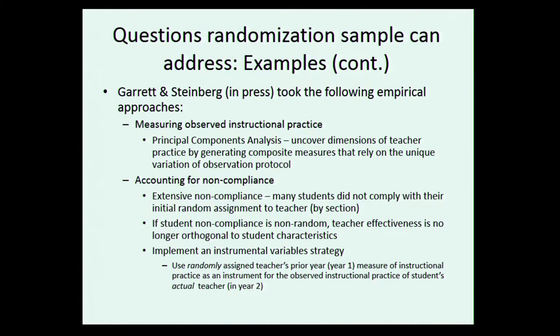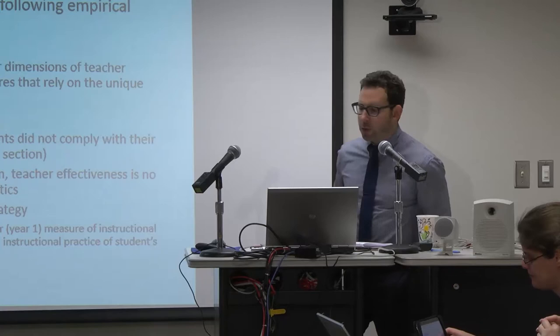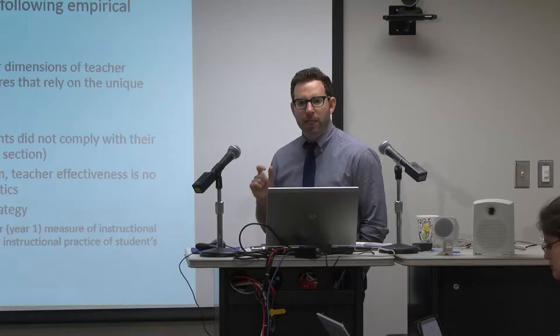But in addition to measuring teacher performance, we also had to account for non-compliance. There was extensive non-compliance, and we'll talk in more detail in a few minutes. Many students didn't comply with their initial random assignment to the teachers, by section. And we know that if student non-compliance is non-random, so students are systematically being moved or initiating a move away from their randomly assigned teacher, then teacher effectiveness and all the things about a teacher that we call teacher quality or teacher performance is no longer orthogonal, no longer uncorrelated with student background characteristics. That's the whole idea of the randomization: we want to break the student-teacher non-random link that we know happens in classes all the time.